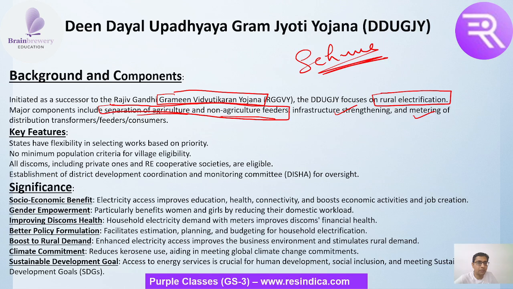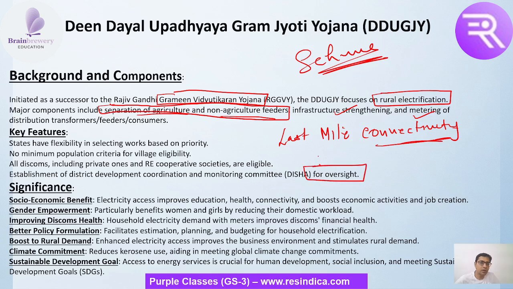The main purpose of that is that we wanted to select the priority, like whichever last mile connectivity, okay, based on the eligible village, and there is no minimum population criteria. Whatever villages are there, if there is a village, it should be connected by electricity, okay? So all discoms, private ones, renewable energy, or everybody is eligible under this whole scheme, okay? And this will be monitored by a monitoring committee for oversight of this whole process, okay?